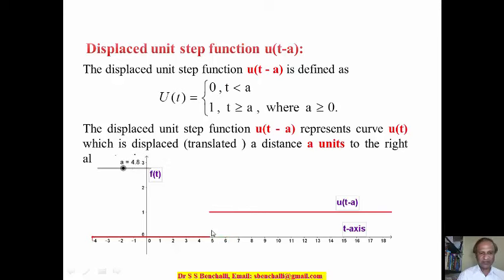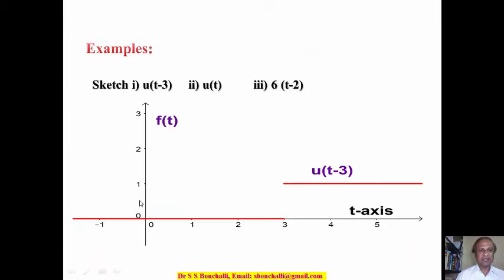So when t is less than a, it is 0. Otherwise, it is maintaining 1. Like that, you can vary a, right? It is always greater than 0. So the function is displaced or shifted. u of t minus a represents the curve u of t, which is displaced, or sometimes we may call it translated, a distance a units to the right. Is it clear? I hope you are observing this graph. You will come to know what is meant by a displaced function, right?